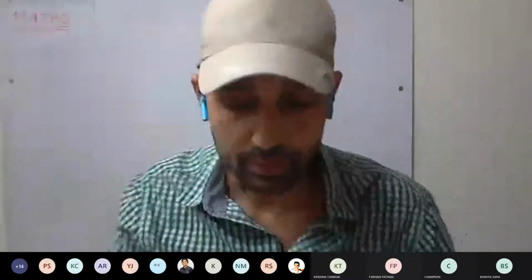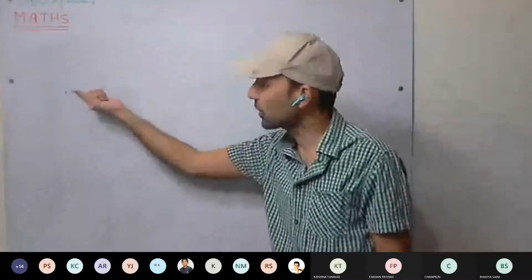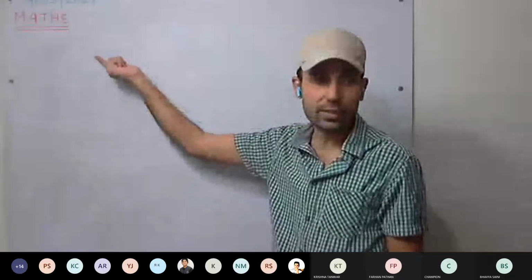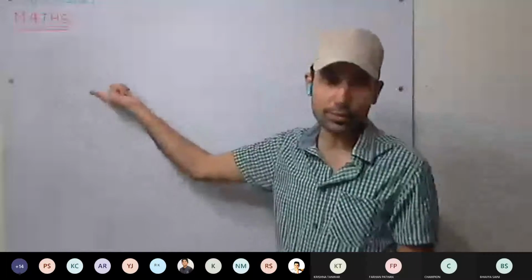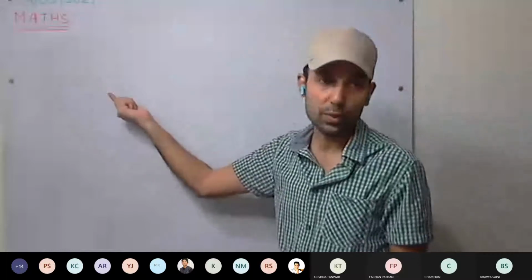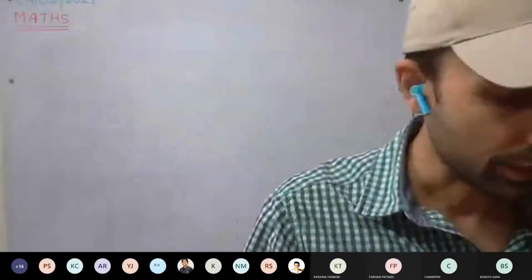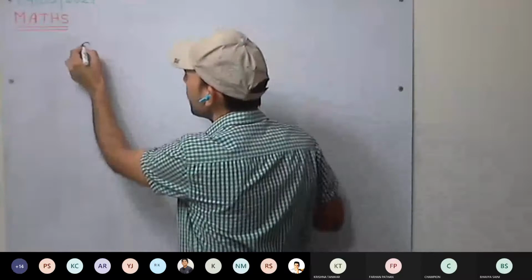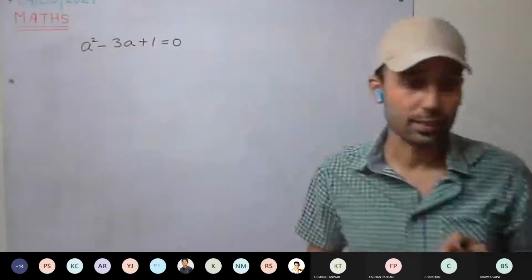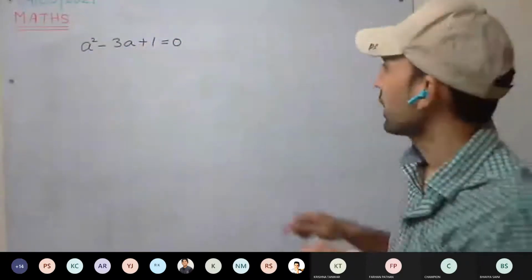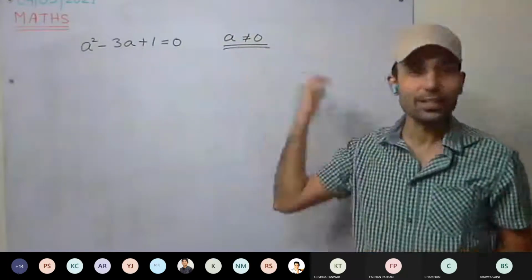So see here, in examination, expansions, till now we are discussing squares. We will be discussing cubes as well, taking the cube of the sum of two numbers or difference of two numbers or of three numbers. Now see here in this question, 12th one, a square minus 3a plus 1 equal to 0. This is given. And one condition is also given, a not equal to 0. Why is this condition given?